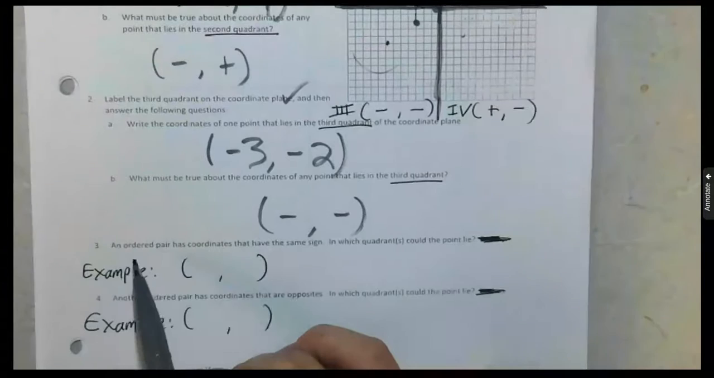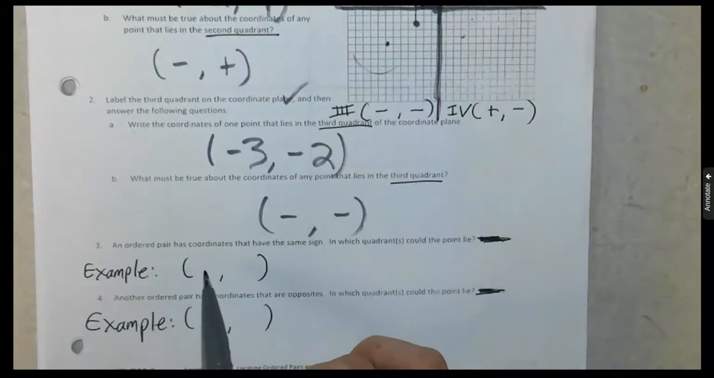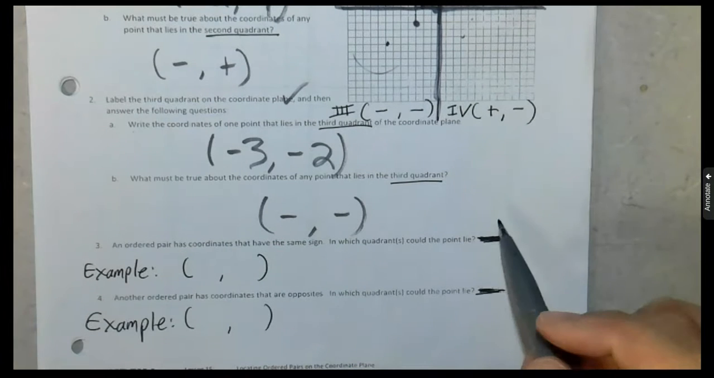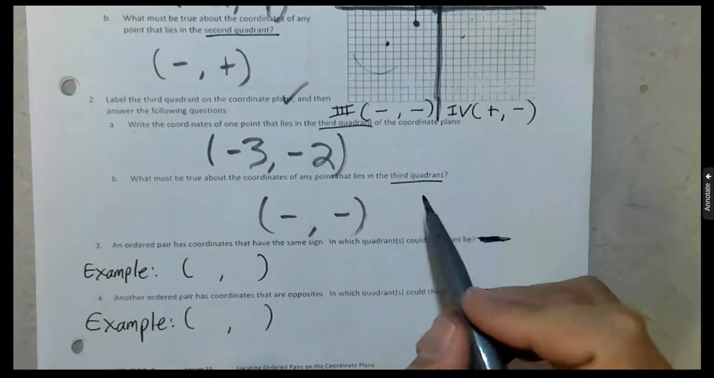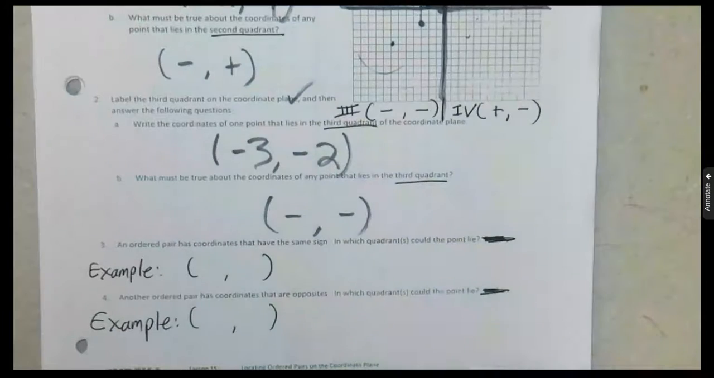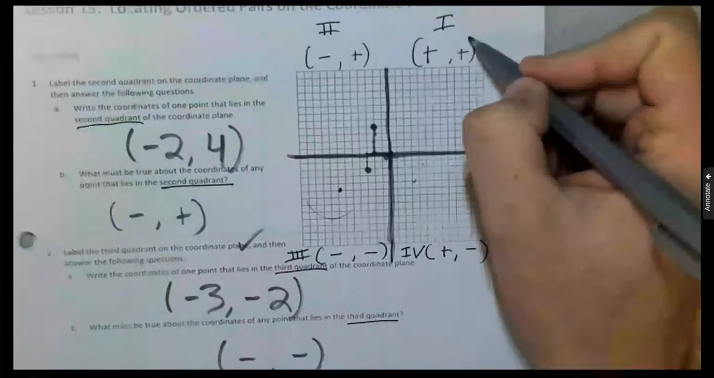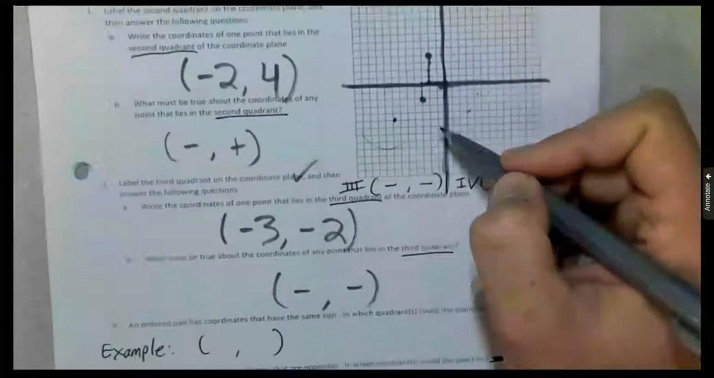Okay. An ordered pair has coordinates that have the same sign. In which quadrants could the points lie? Both x and y have the exact same sign, either positive and positive or negative and negative. So if they have the same sign, they can be in the first quadrant or the third quadrant.